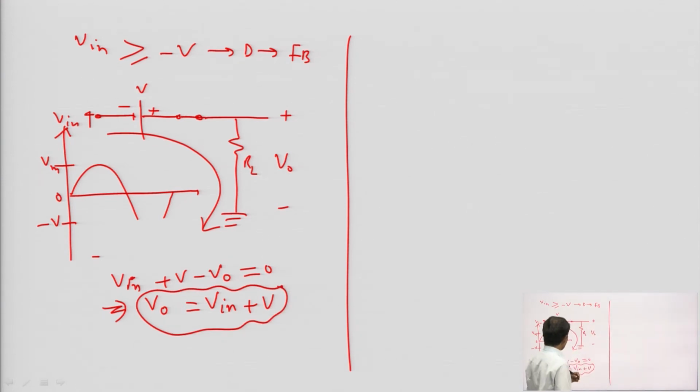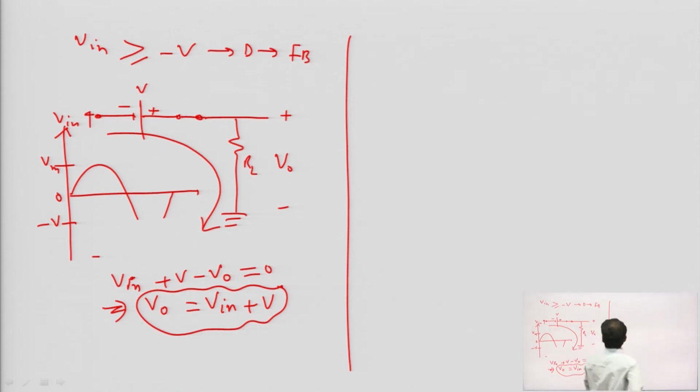Guys, I want to discuss one more extra point. If you are assuming the diode practical, then you have to take minus 0.7 volt here. This means V naught is equal to V input plus V minus 0.7 volt. So you have to take 0.7 volt extra into consideration when applying Kirchhoff's voltage law. Now, this is the equation of output voltage when the diode is in forward bias, when the input voltage is between minus V and plus Vm.